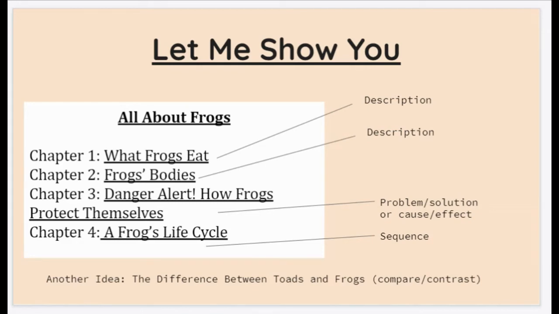Danger alert, how frogs protect themselves. I could do two things there, problem solution or cause effect. So maybe the problem is how they protect themselves from a certain predator, and their solution may vary by frogs, or I could have the cause and effects. If a frog feels like they're in danger, then they might do this. And then a frog's life cycle. If I think about it, it's going to be sequence. I want to start with the tadpole or the egg and move all the way through to the grown frog.